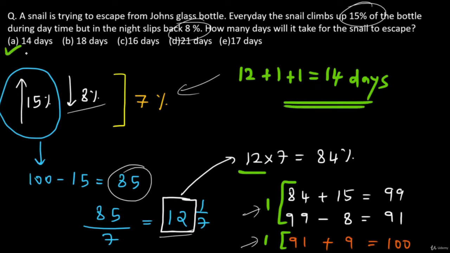And that is answer option A. Now over here you could also have seen that this is greater than 12, right? 85 by 7 is 12, 1 by 7. So that's greater than 12. So directly you could have taken 13.